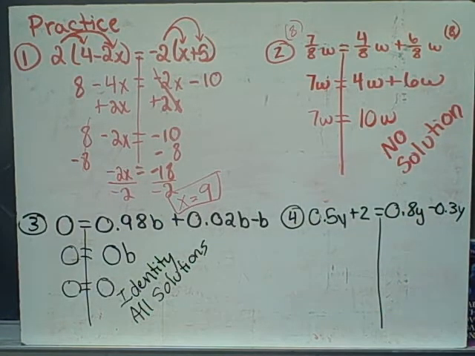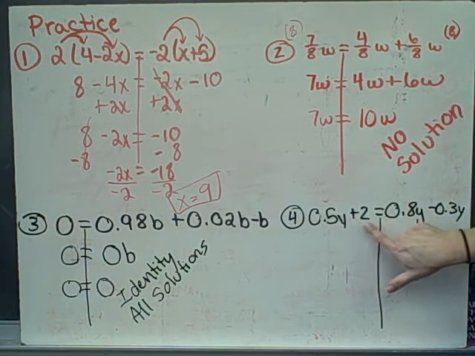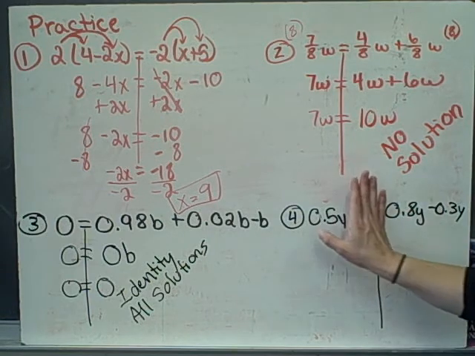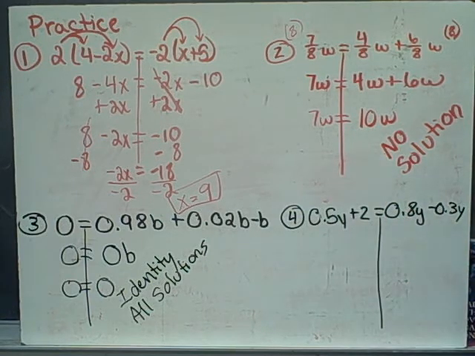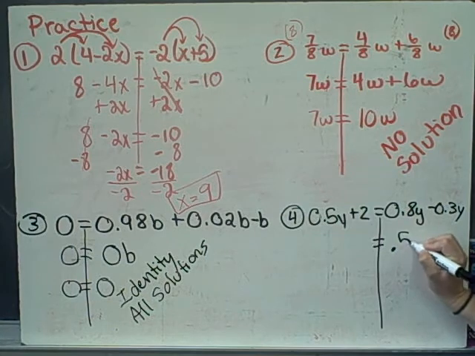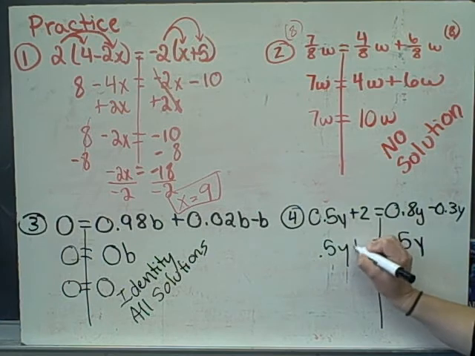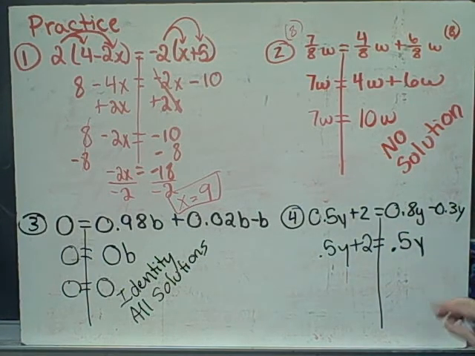Okay, 4. Again, I have no distributive property, okay, so I'm going to combine like terms. Is there anything alike on the left-hand side? There is not, because this is a y and this is just a plain 2. On the right-hand side, I have 0.8 minus 0.3y is 0.5y. Okay, and I have 0.5y plus 2 equals 0.5y.